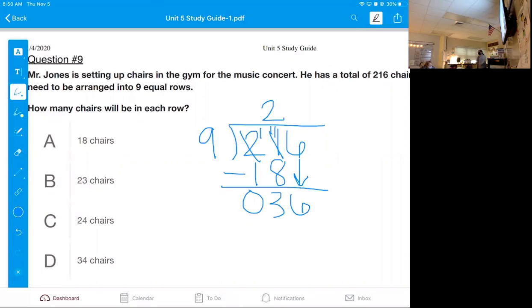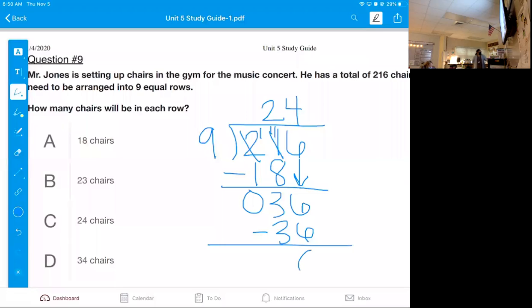Now think about your 9s facts. Somebody raise your hand. I need a 9s fact for 36. Lindsay? 9 times 4. Awesome. I'm gonna put a 4 up here. What is 9 times 4? 36. And sister says? Subtract. What's 36 minus 36? 0.